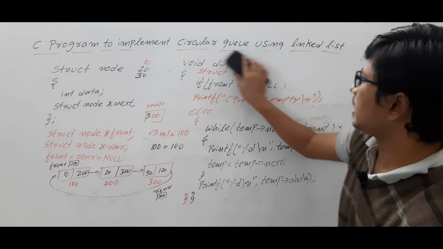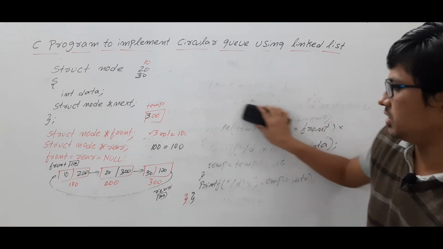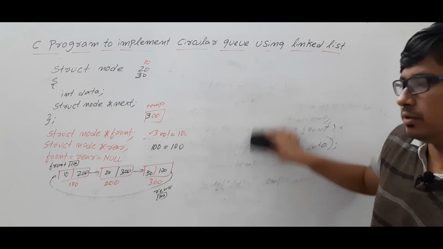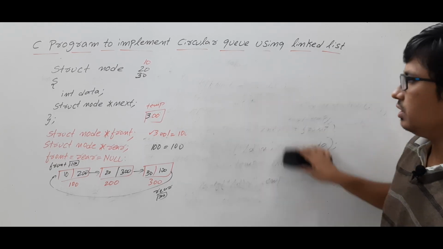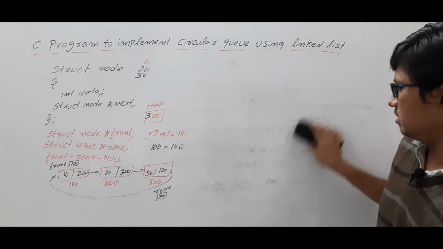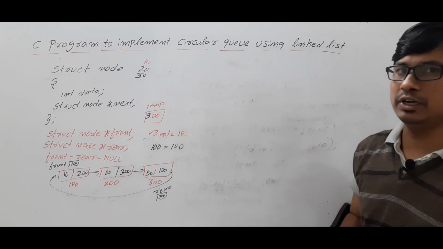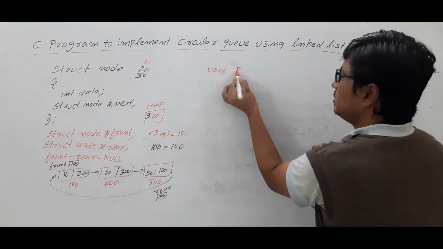Now let me discuss another function called peek. Peek is useful for you to display the first element in the circular queue. The first element will be always pointed to by the front. So with the help of that front pointer, you will display the first element in the circular queue. But we are just displaying the first element, we are not deleting it. Okay, so void peek.